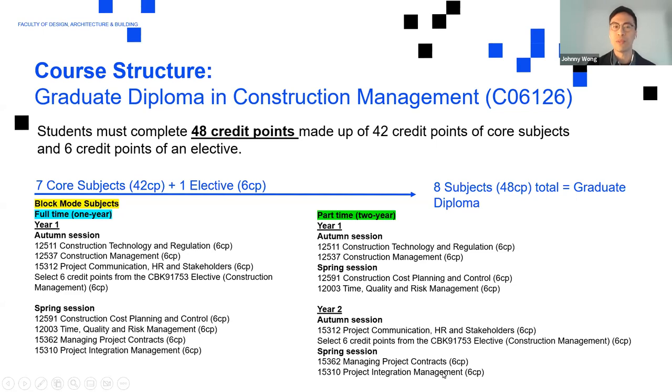Students can do it either full-time or part-time. If you do it full-time, you will complete the program in 1 year. If you do it part-time, you need to do it in 2 years and you take 2 subjects per semester. So altogether, you need to complete 48 credit points, which includes 7 core subjects and 1 elective, as I mentioned before.